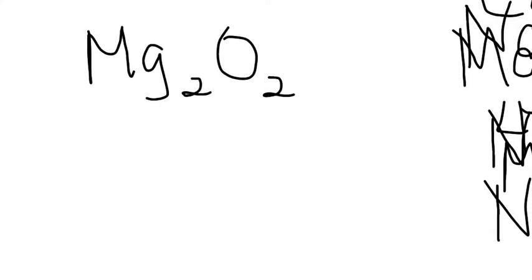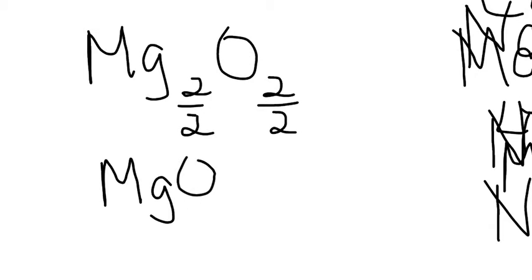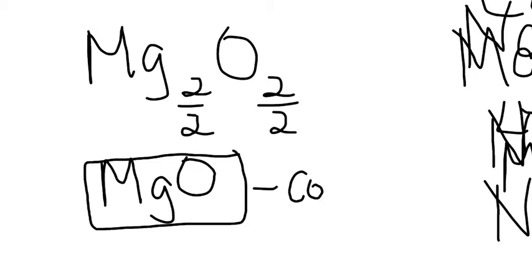So instead of writing Mg2O2, I want to write this in its empirical form. In other words, when I look at these subscripts, they're both divisible by 2. I can reduce the ratio from 2 to 2 down to 1 to 1. And this is the correct formula. If I wrote Mg2O2, it's not empirical. I have to reduce it to its simplest whole number ratio, 1 to 1.